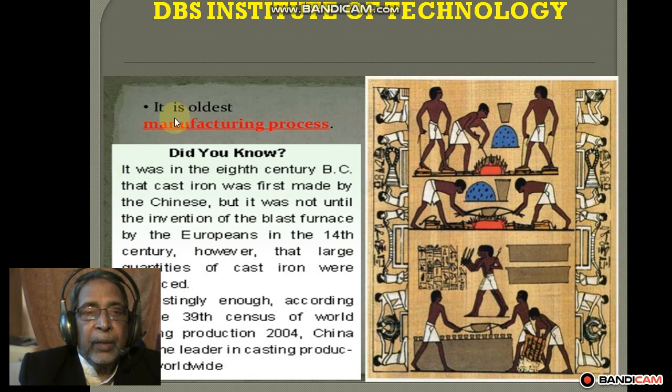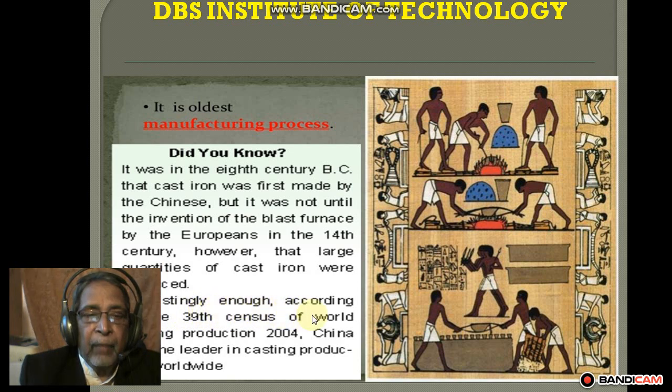Do you know when the casting process was started in the world? It's the oldest manufacturing process. It was in the 8th century before Christ that cast iron was first made by the Chinese. But it was not until the invention of the blast furnace by the Europeans in the 14th century that large quantities of cast iron were produced.